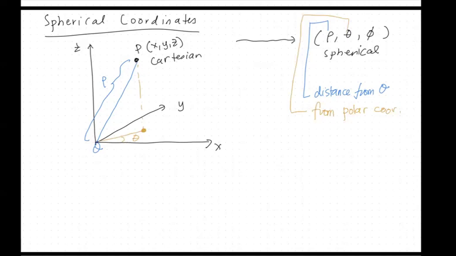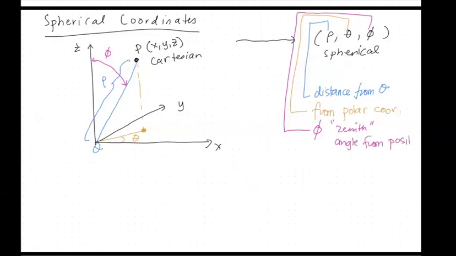And then the last one, this phi here is the angle from the positive z-axis. This is called the zenith angle in your module. Whatever the term, it's not very important. It's just a term. So this is the angle from the positive z-axis, as I have shown here. All right, so this is rho, theta, phi.